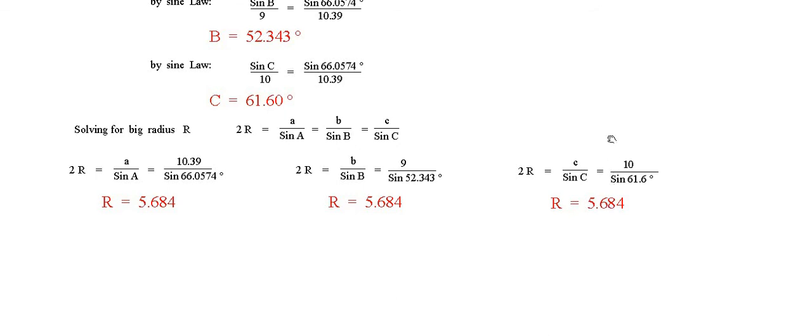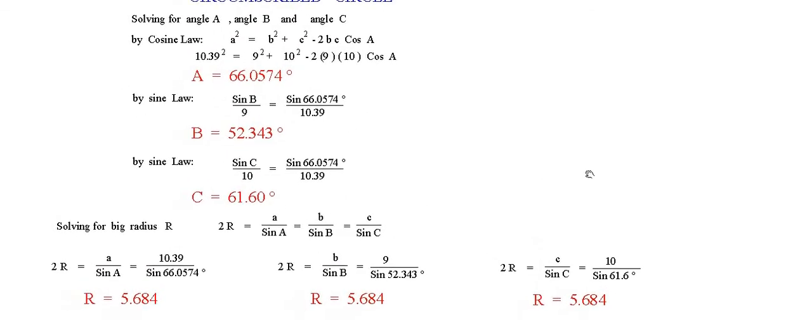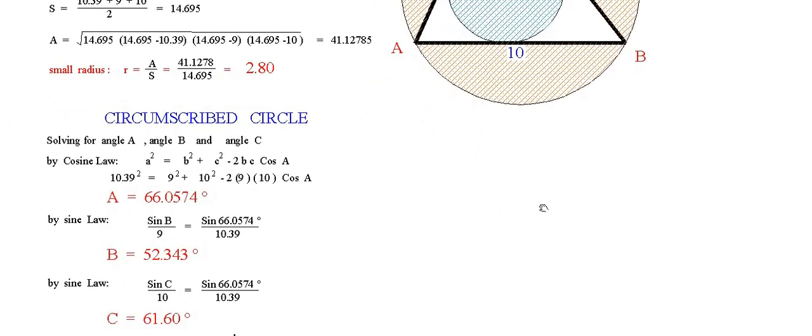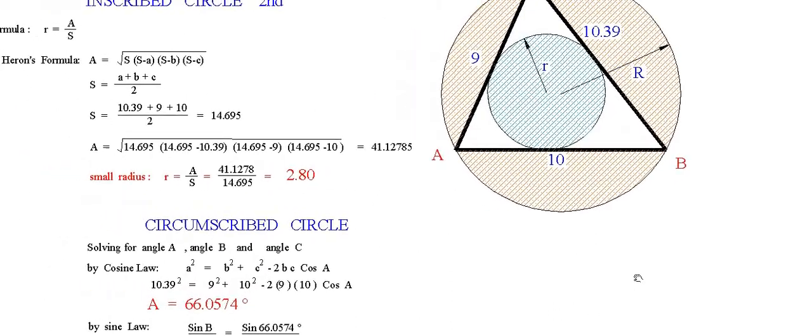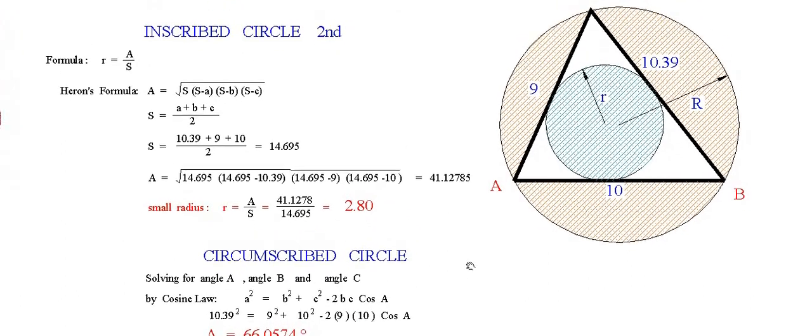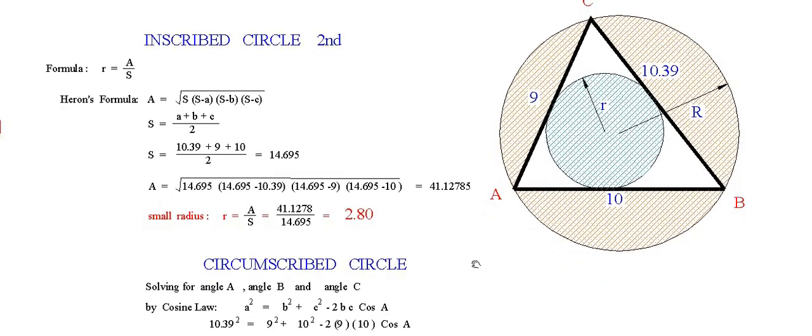Circumscribed circle in a triangle. No problem, whatever the shape of the triangle, scalene, obtuse, or reflex, the same formula, sine law. And that's all for now.